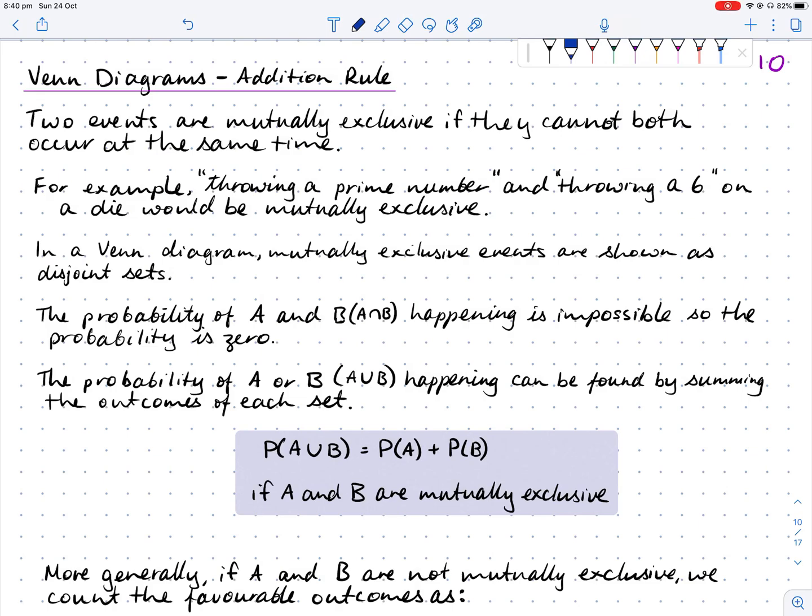Today we're going to continue on Venn diagrams and we're looking at something called the addition rule. Now we're also going to look at a couple more bits of terminology. The first words that we're looking at are talking about two events that are mutually exclusive. So if two events are mutually exclusive, then they cannot both occur at the same time.